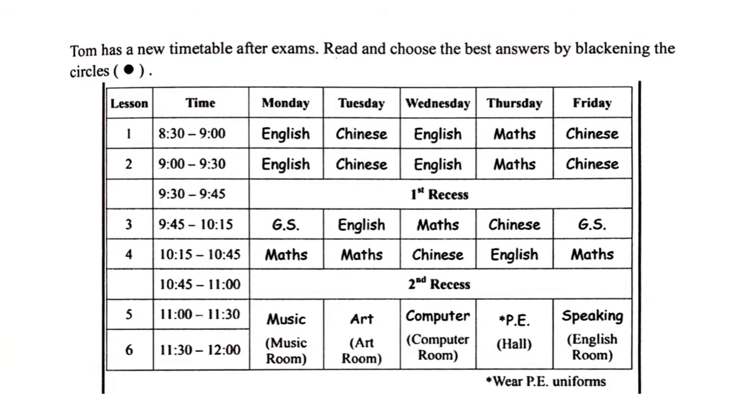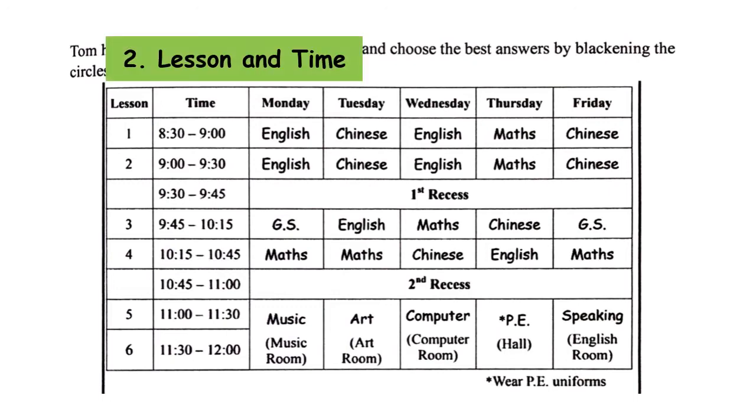The second thing that we can read on the timetable is the lesson and the time. For example, the first lesson starts at 8:30. The second lesson starts at 9 o'clock and ends at 9:45. The third lesson starts at 9:45.